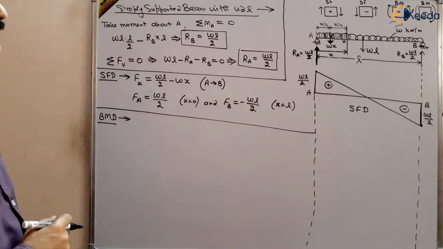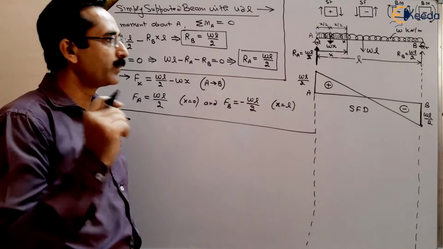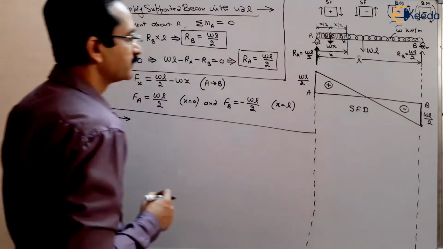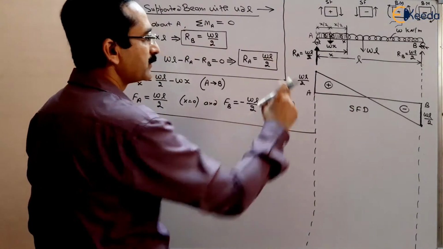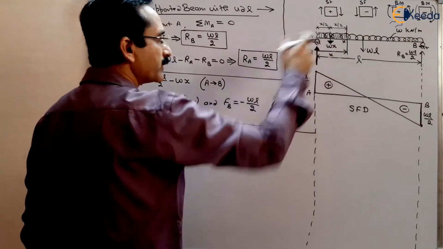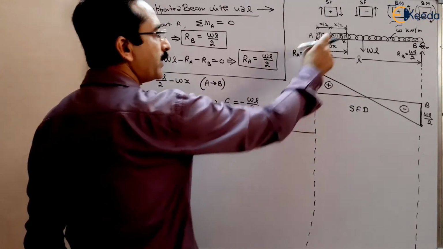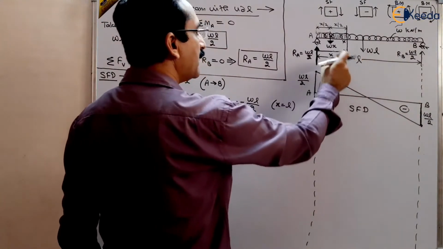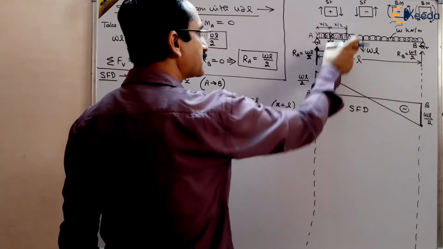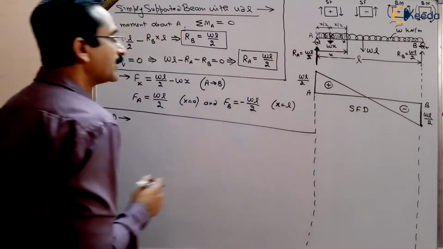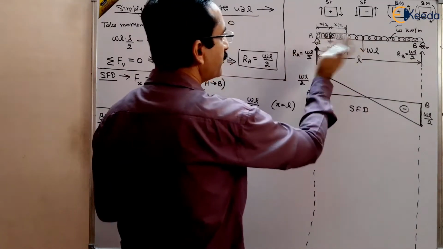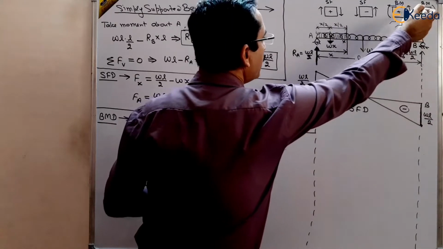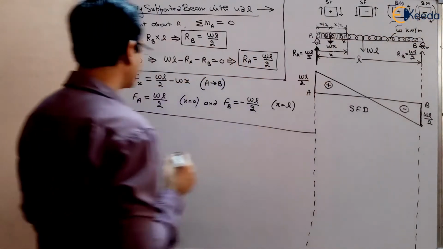For bending moment diagram, we will take the moment of all the forces about this x cross section. So we have two forces, WL by 2 upward and WX downward. So we have to take the moment of WL by 2 and moment of WX, right? WL by 2 is at a distance x from the cross section, and WX is at x by 2 from the capital X, right? And according to sign convention, if it is a clockwise couple, this is positive, and if it is anti-clockwise, then it is negative, right?